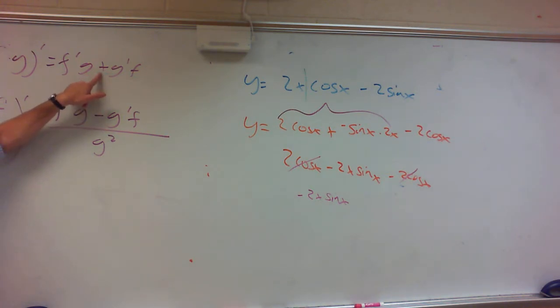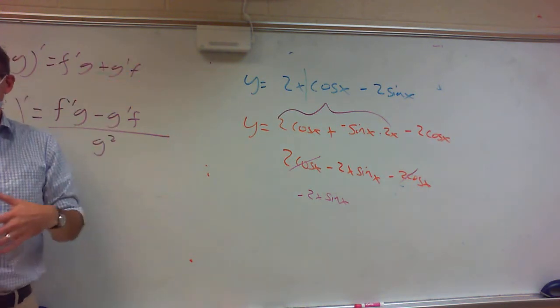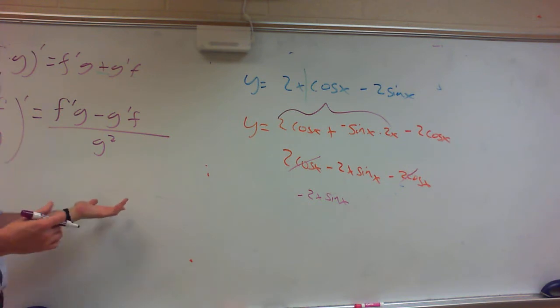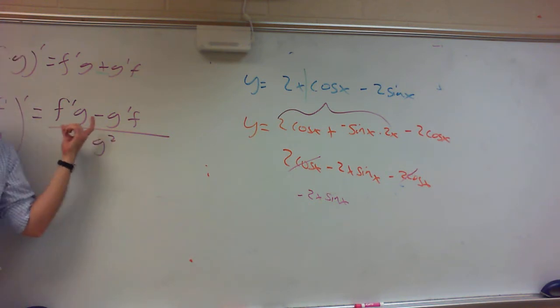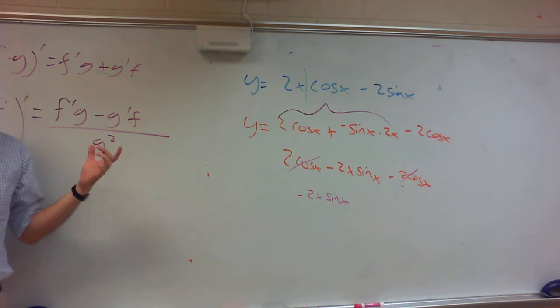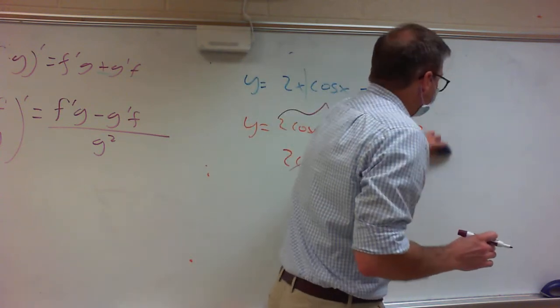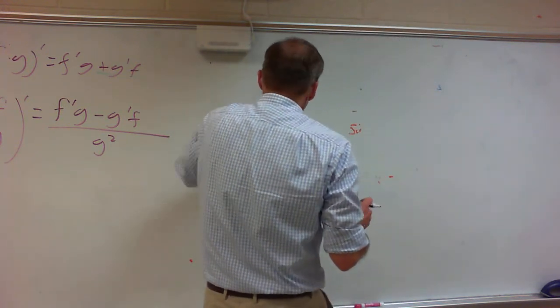When you're adding, it doesn't matter, because if I change the order, I'm still going to get the right answer, because 2 plus 3 is the same thing as 3 plus 2. But in the quotient rule, you got to make sure you get the right order. And there's also this little thing in the bottom where you have a g squared. So let's look at an example.